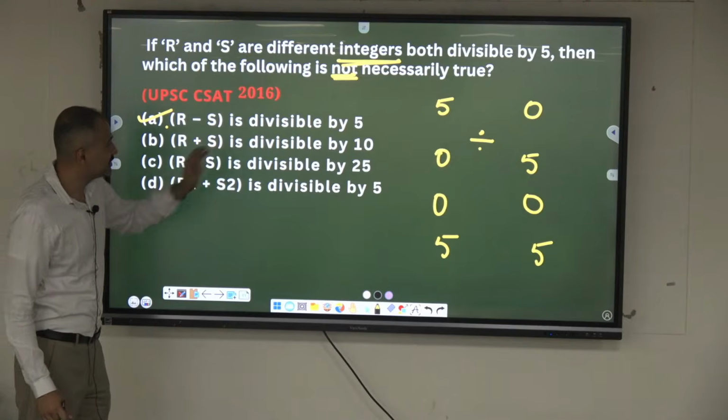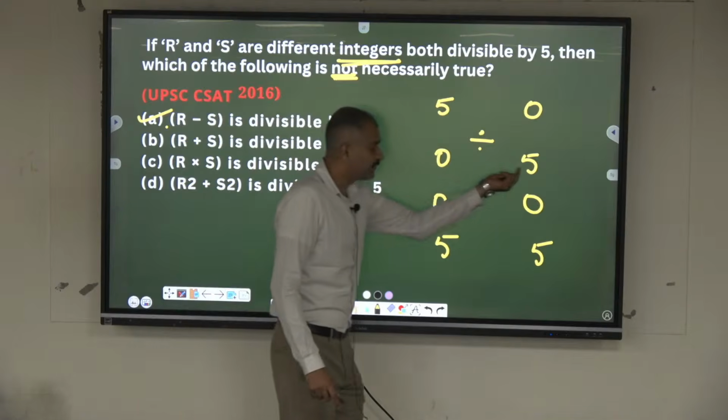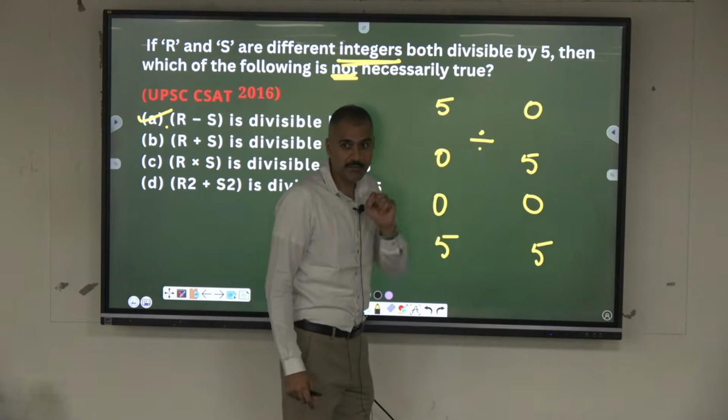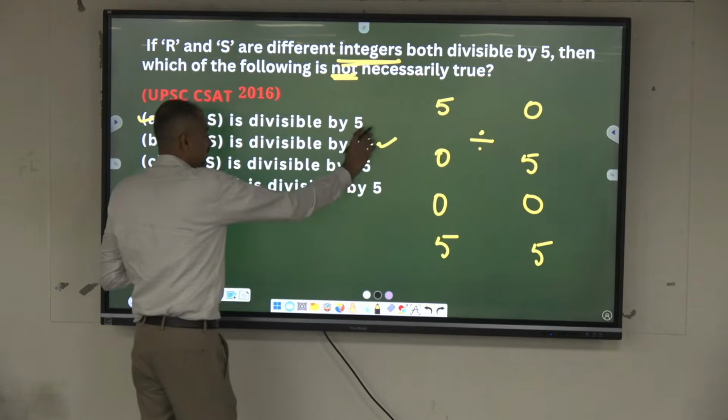R plus S is divisible by 10, because in the case of 0 and 5, if their unit digit is 0 and 5, they end with what? 5. A number ending with 5, is it divisible by 10? Not necessarily. Yes, let's keep this one.